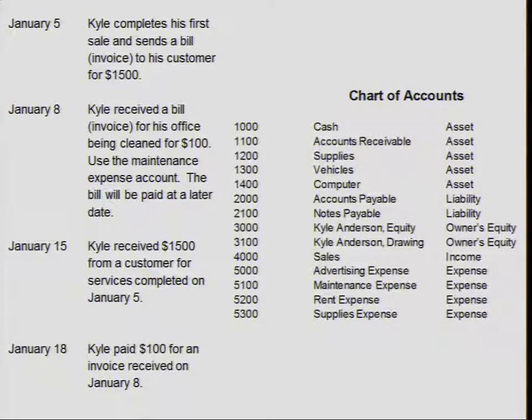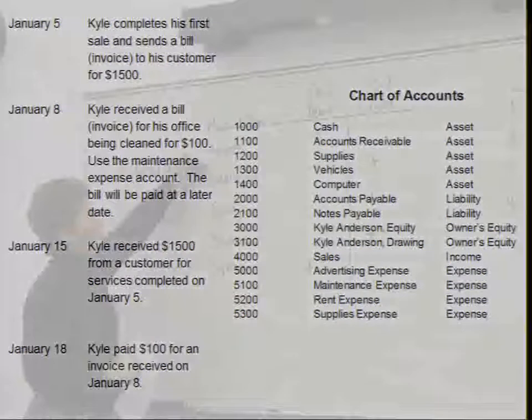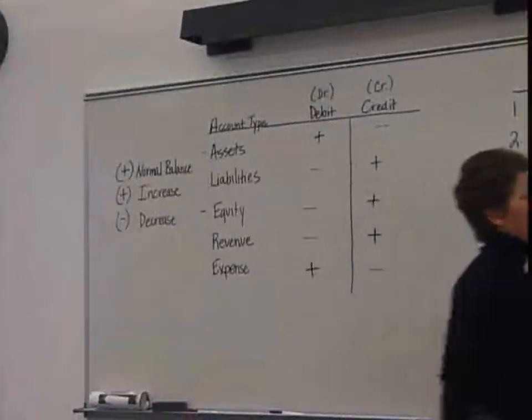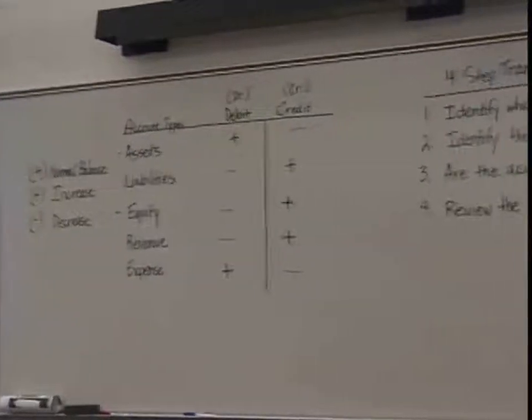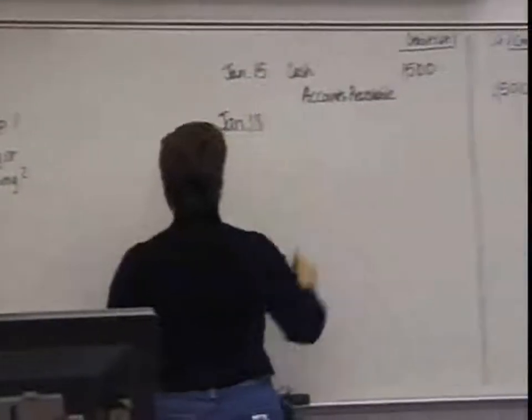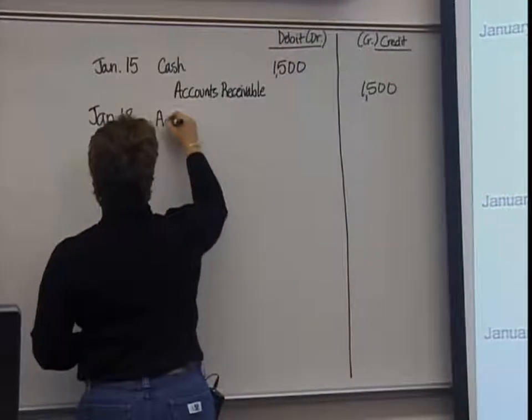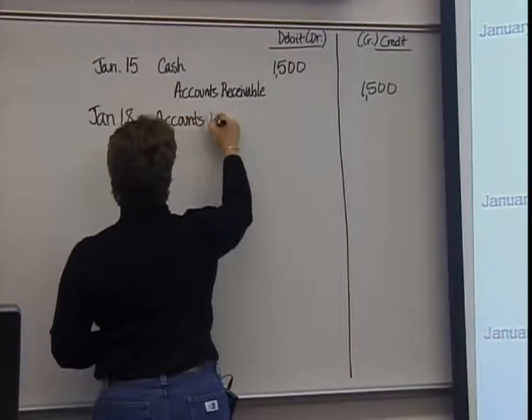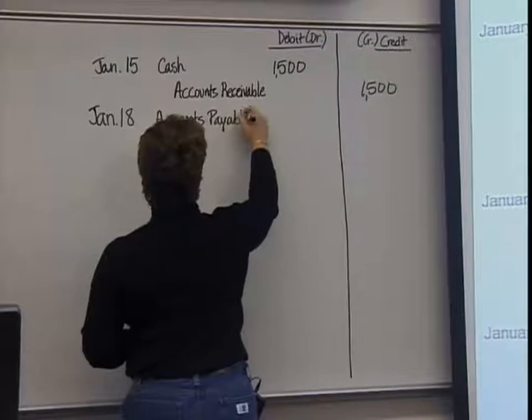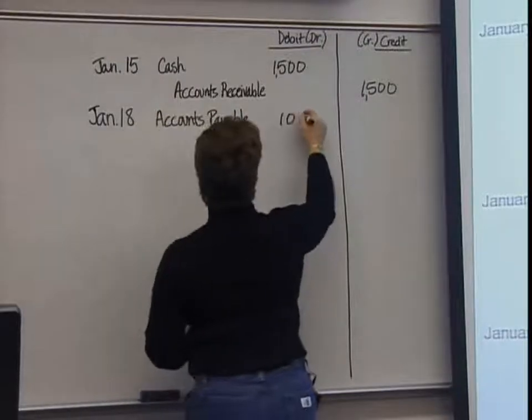To show that a liability is decreasing, we will debit it. To show that cash is decreasing, we will credit it. So we're using liabilities for accounts payable, and we're using cash for assets. So again, January 18th, we will debit accounts payable to take that $100 out of there and show that we are paying it. So we decrease with a debit.